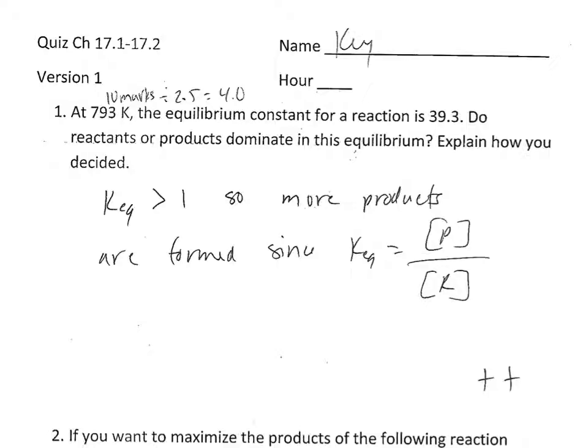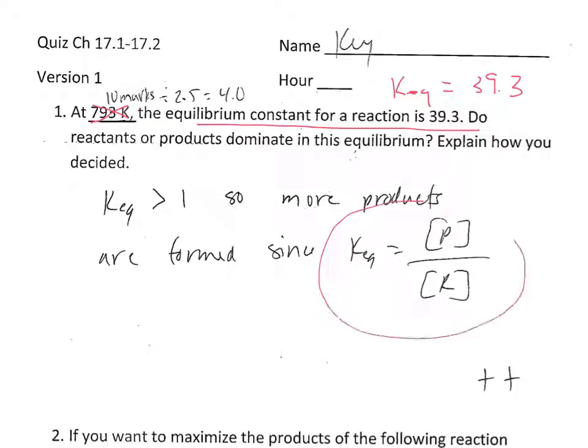Question number 1 asks: at 793 Kelvin, which is the temperature, the equilibrium constant for a reaction is 39.3. Do the reactants or products dominate in this equilibrium? Explain how you decided. The 793 Kelvin is only included because equilibrium changes when temperature changes, so the equilibrium constant changes. That's the only reason they included it, but we really don't need that to make our decision. What we need is this information right here, which is telling us KEQ is equal to 39.3.